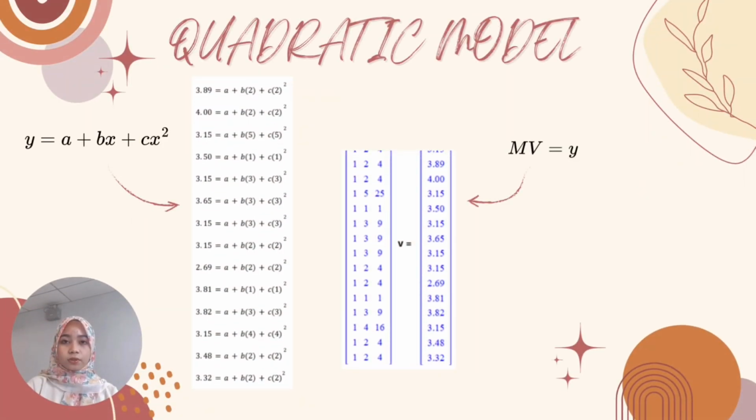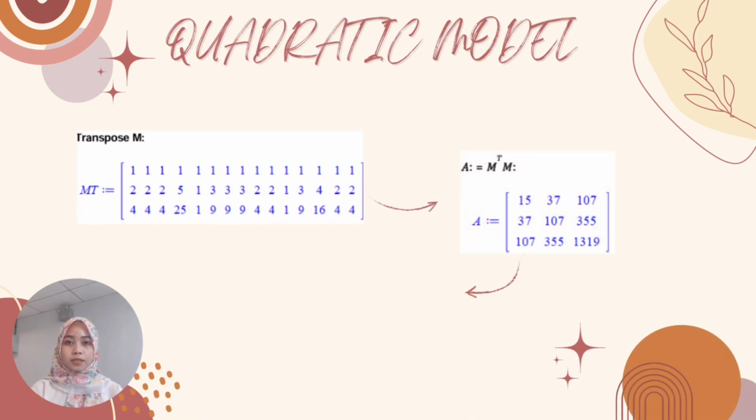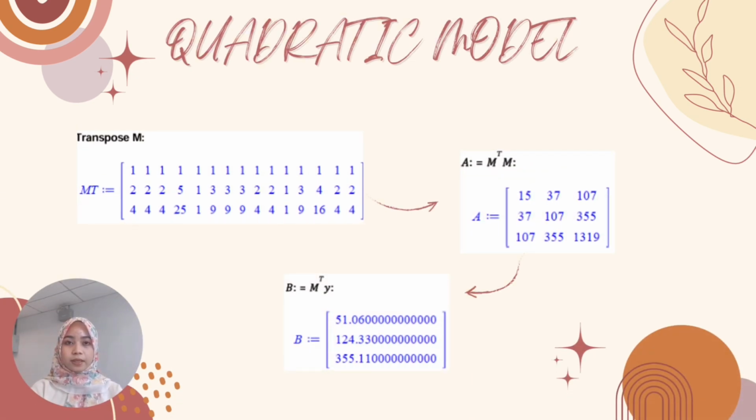The equation for the quadratic is y equals a plus bx plus cx squared, and we substitute all 15 data points into the quadratic model and form the system of equations. Then, we convert the equations into matrix representation, which is MV equals Y. From the matrix representation, we have to transpose M. Then, by using M transpose, we can find MTM and MTY in order to get the normal equation.